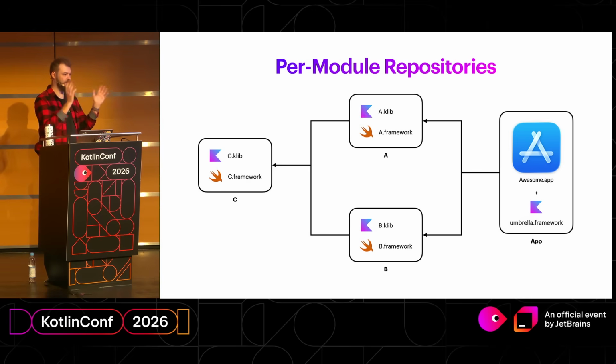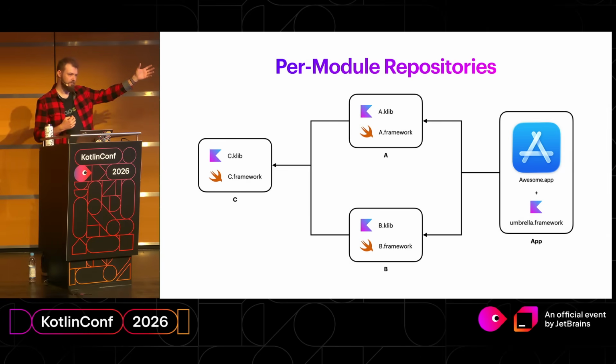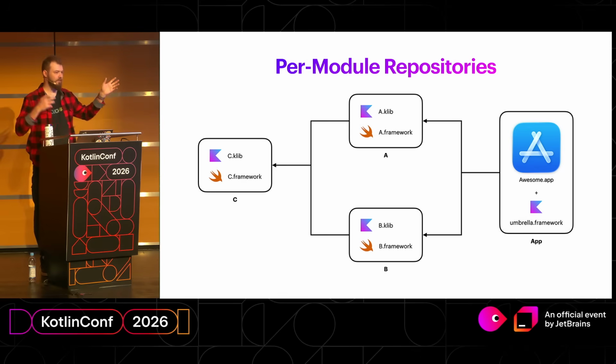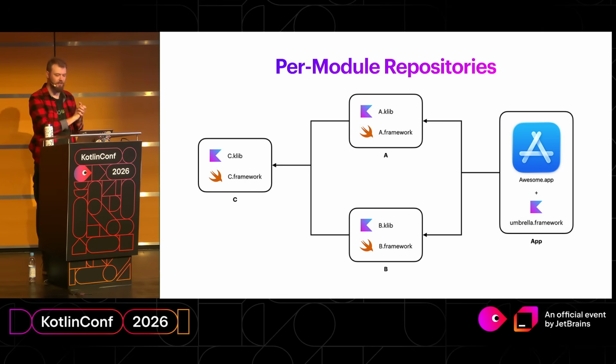This approach allows per module repositories or per feature repositories, where we can have separate repositories per our features or different modules. Here we would have repositories A, B, and C. And those repositories would produce klibs for the Kotlin native code and frameworks, build frameworks of the Swift code or Objective-C code. And then at the end, you pull everything together into an umbrella framework. The Kotlin native, all the klibs are pulled into an umbrella framework. And that's integrated with the app itself. And all of those frameworks that you've already built are also integrated.